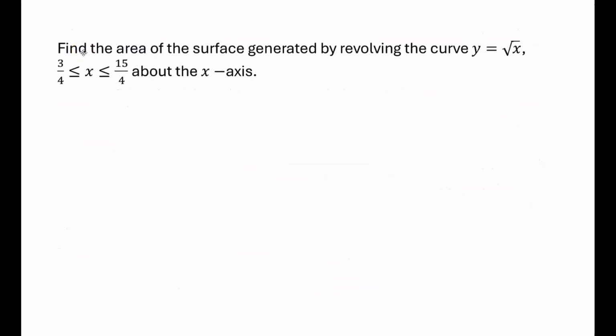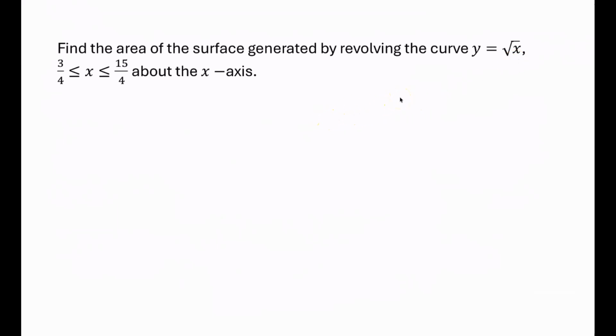Let's jump into an example. Here we want to find the area of the surface generated by revolving the curve y equals radical x on the x interval from 3/4 to 15/4 about the x-axis. So here we're rotating about the x-axis. Our limits of integration are x values. Our function is given as a function of x. So we're going to set this up in terms of the variable x.